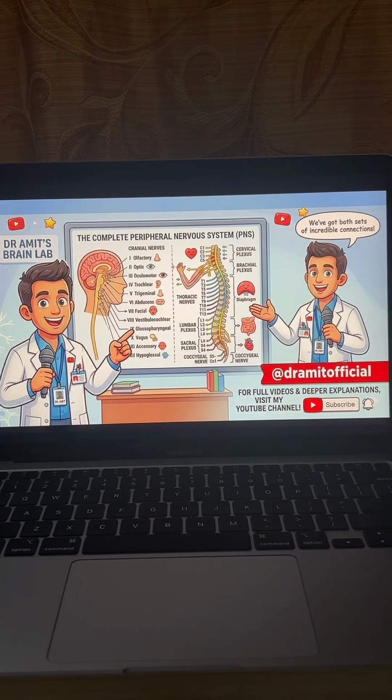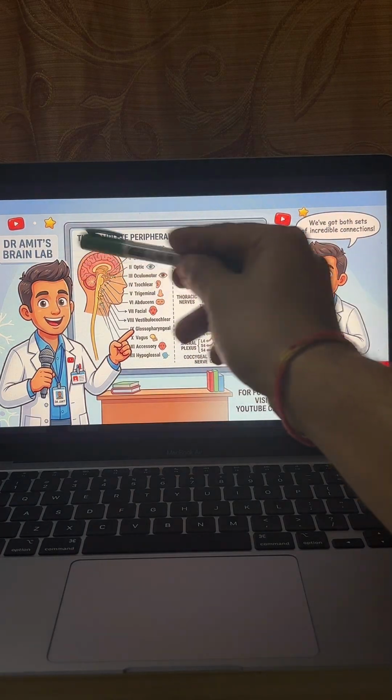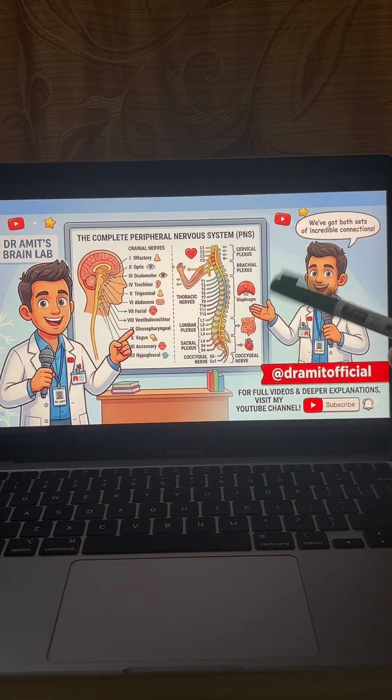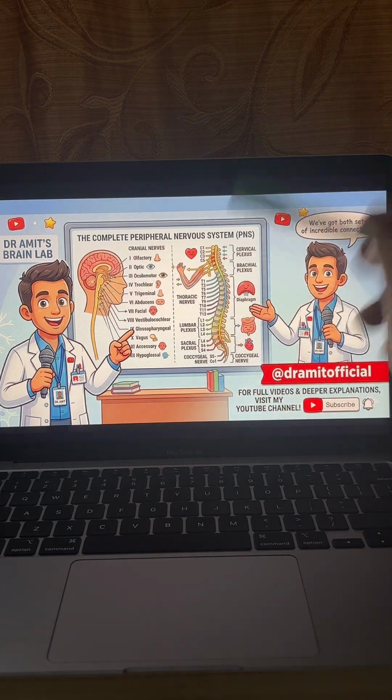Now we'll summarize everything in 30 seconds. In the nervous system we have two parts: the central nervous system and the peripheral nervous system. The central nervous system contains the brain and spinal cord, and the peripheral nervous system contains the cranial nerves and spinal nerves. The cranial nerves are 12 pairs and the spinal nerves are 31 pairs.